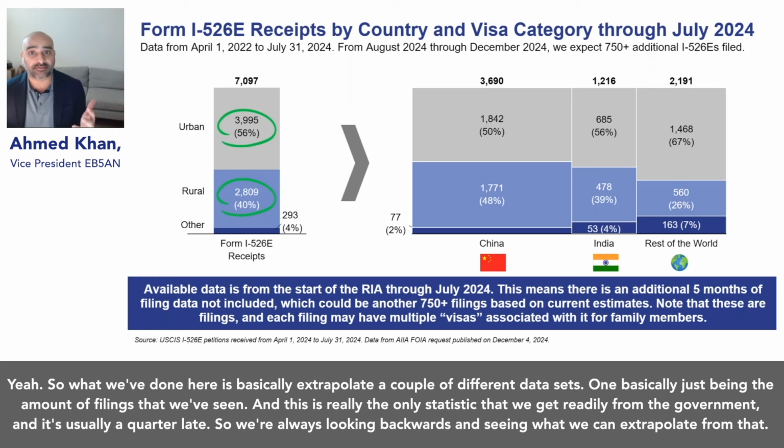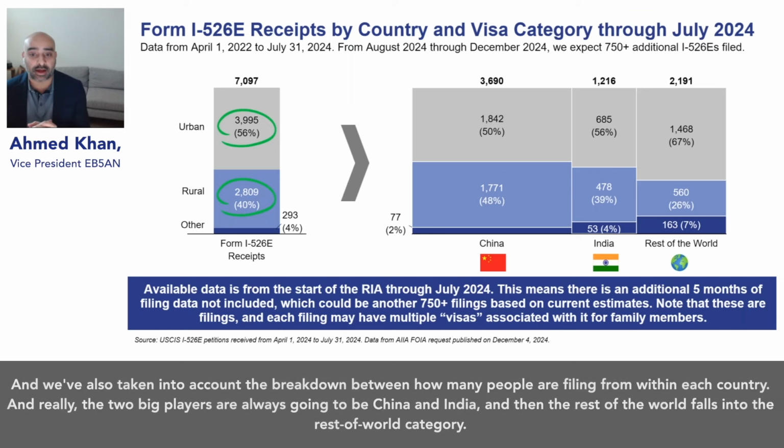One, basically just being the amount of filings that we've seen, and this is really the only statistic that we get readily from the government, and it's usually a quarter late. So we're always looking backwards and seeing what we can extrapolate from that. And we've also taken into account the breakdown between how many people are filing from within each country. And really, the two big players are always going to be China and India, and then the rest of the world falls into the rest of world category.